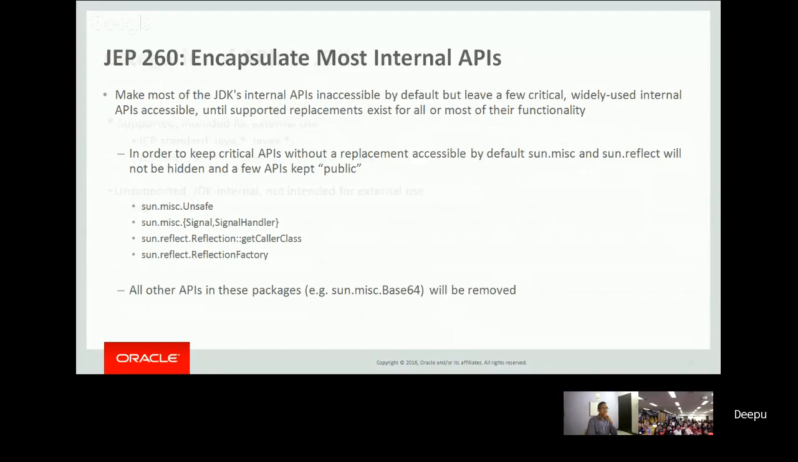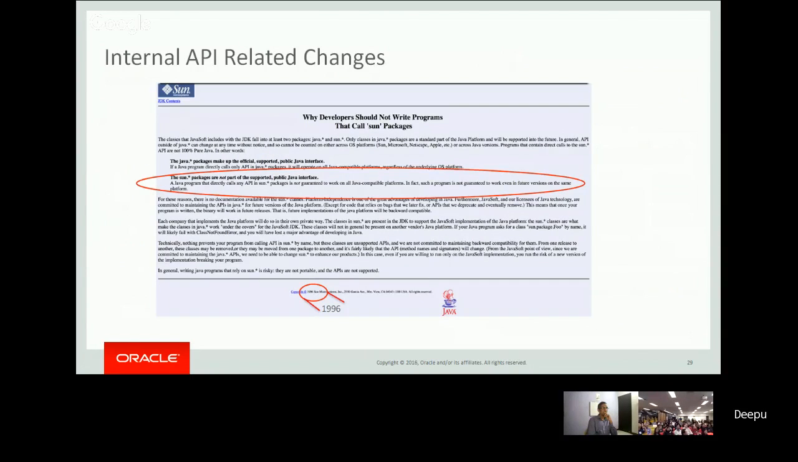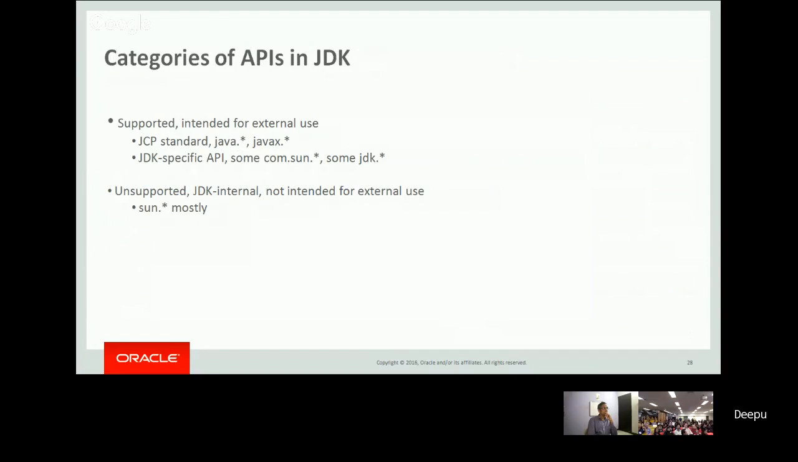Before going to this slide, let me go to the next and the next slide. This is a snapshot from a 1996 archive of the website from Sun. You can see the logo of Java there at that time. From 1996, that is 20 years back, it was mentioned that the sun.star packages are not part of the supported public Java interface. So it's not that we didn't know, but as developers, we always tend to use it because it was easy to use. It was meeting our purpose, so we used it.